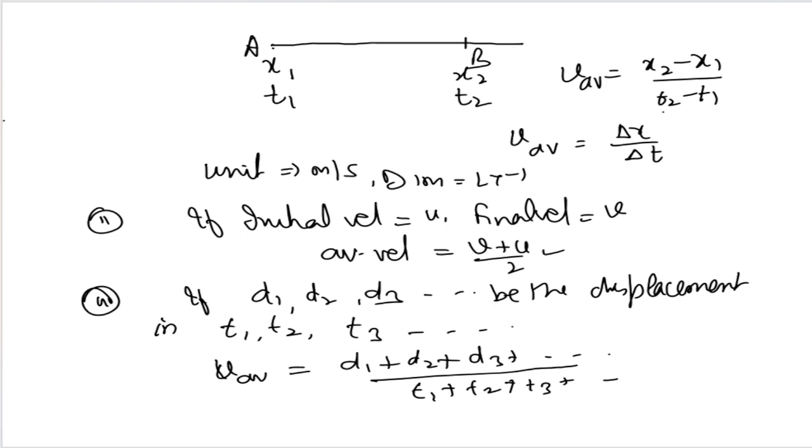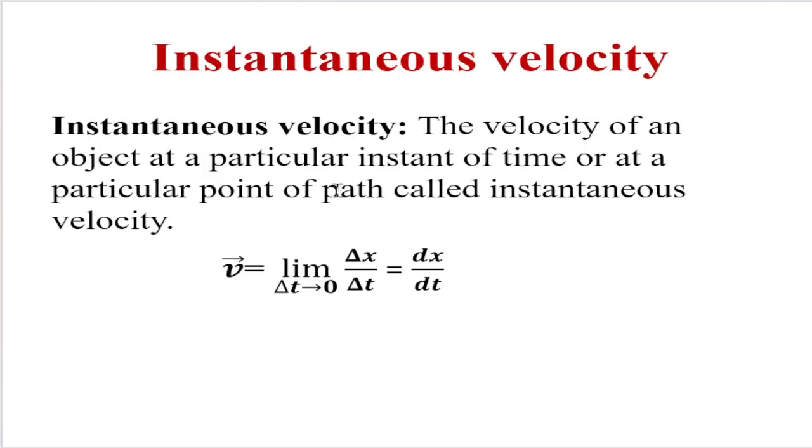Now we discuss instantaneous velocity. The velocity of an object at a particular instant of time is called the instantaneous velocity. Also, the limiting value of velocity in a definite direction is called the instantaneous velocity.